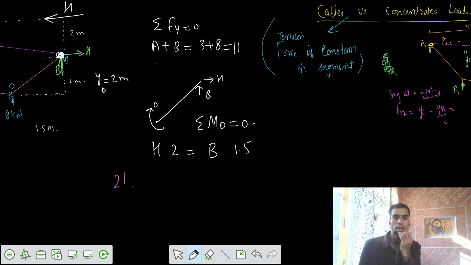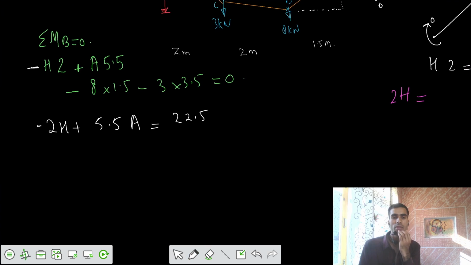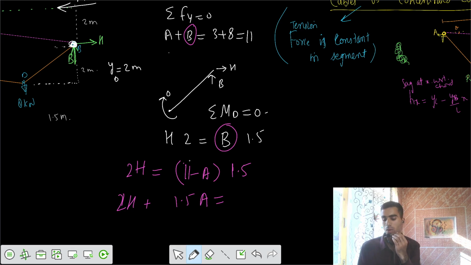Now, if I write this 2H equals to, what's the value of B we can have in terms of A? Because our first equation was in terms of A. So I can say this value B equals to 11 minus A, and multiply of 1.5. And accordingly, we can get one more equation, 2H plus 1.5 of A, that is 11 into 1.5. What is that value? Is that 16.5? 16.5. So we have two equations, we have two unknowns.